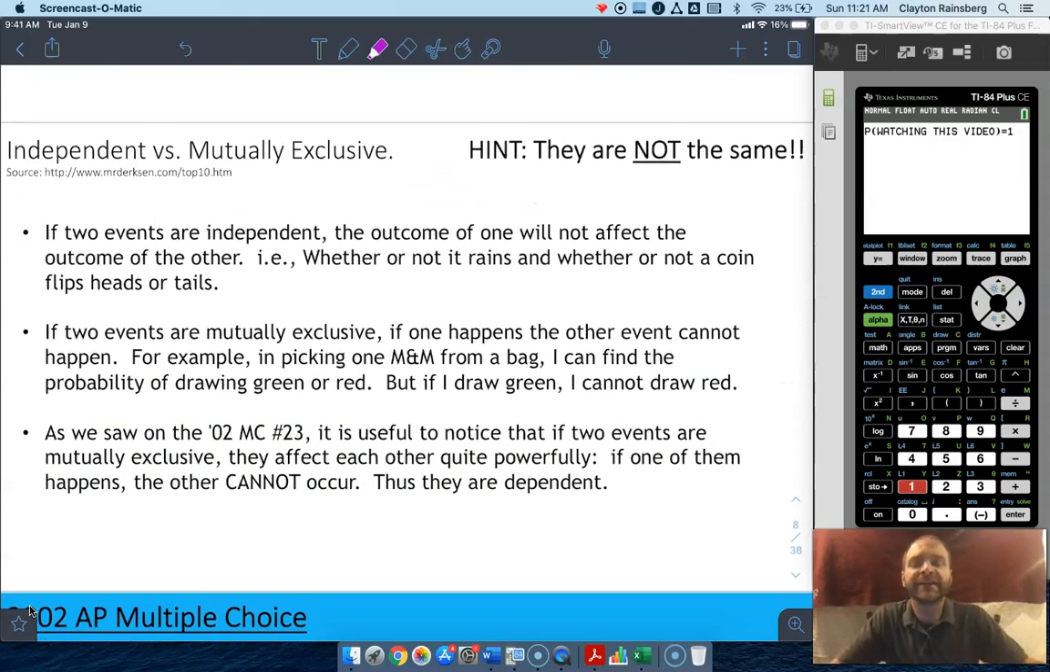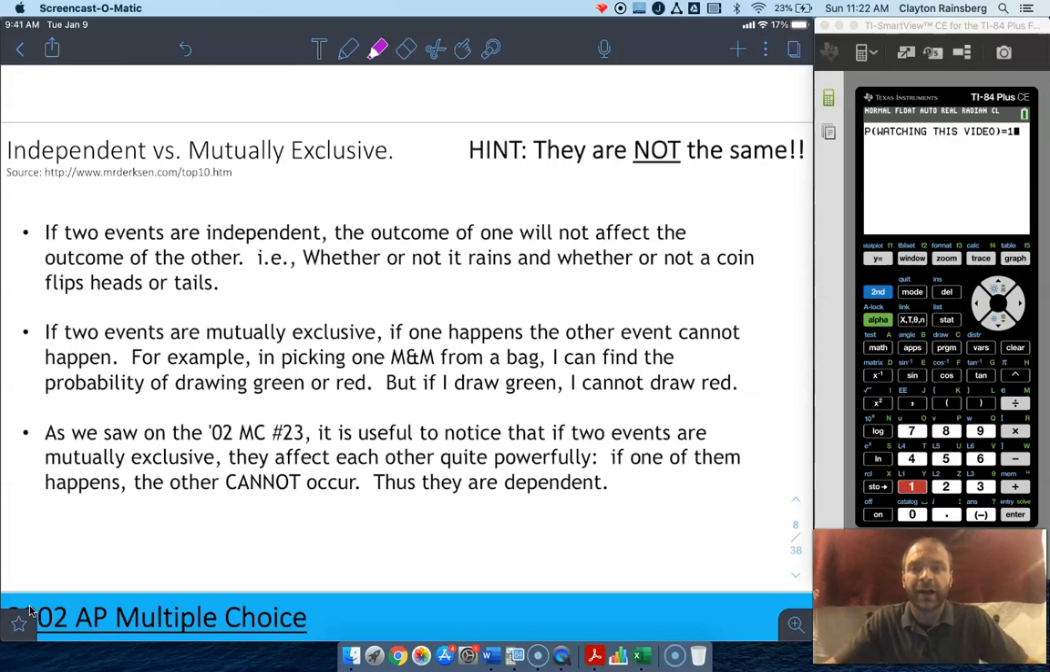If two events are independent, the outcome of one will not affect the outcome of the other. So whether or not it rains and whether or not a coin flips heads or tails. If two events are mutually exclusive, if one happens, the other event cannot happen. There is no overlapping. For example, if picking one M&M from a bag, I can find the probability of drawing green or red.